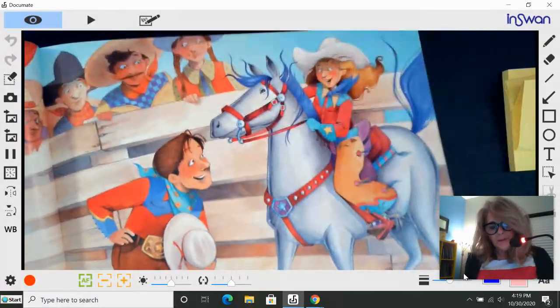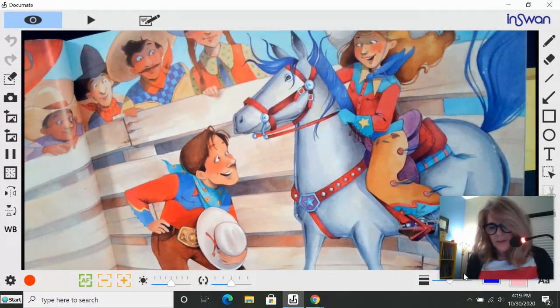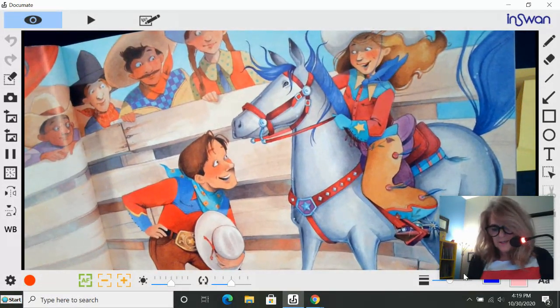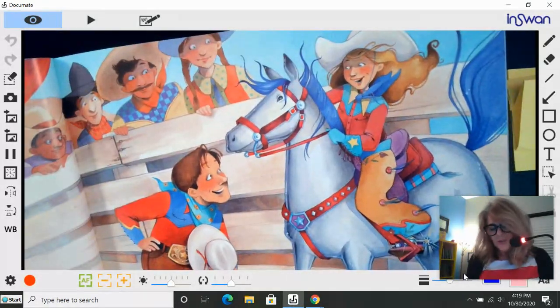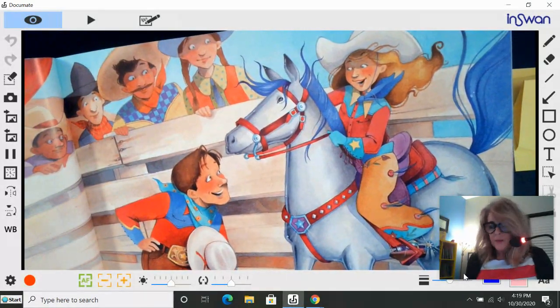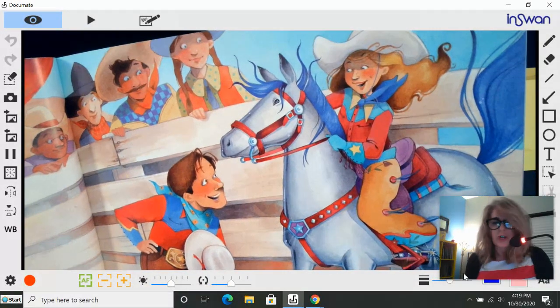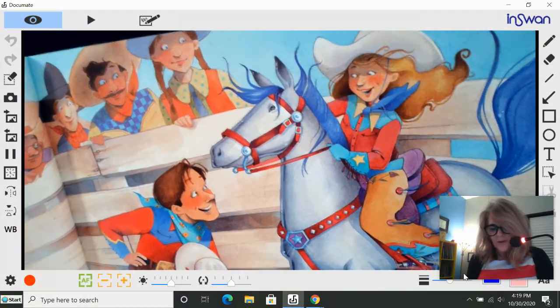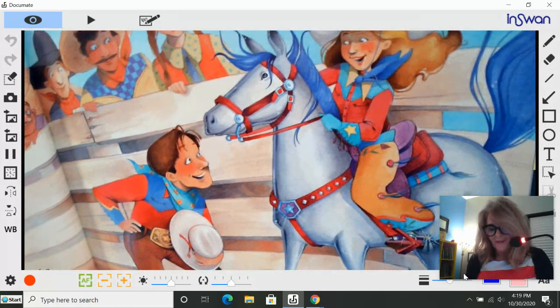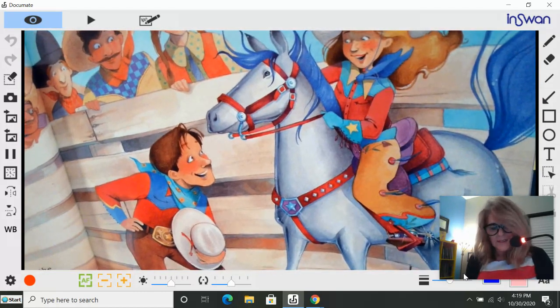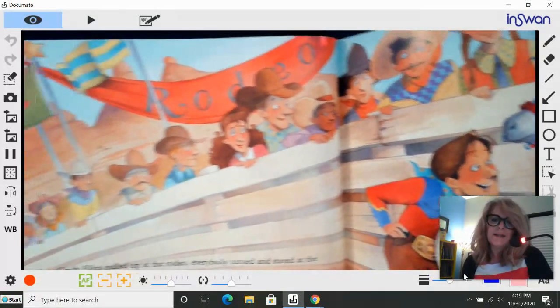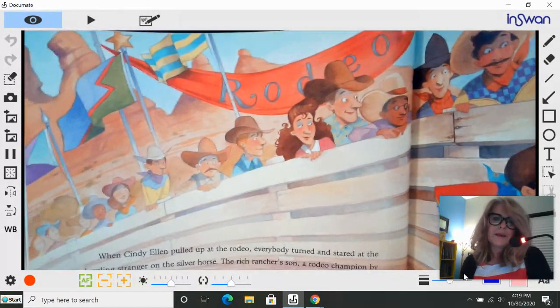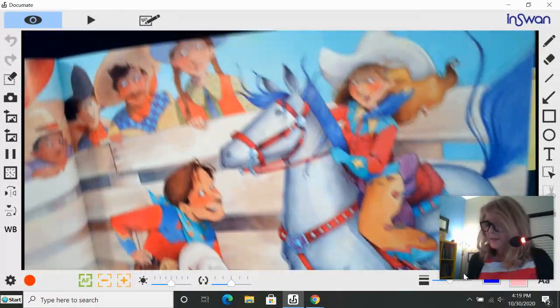Okay, when Cinder Ellen pulled up at the rodeo, everybody turned and stared at the dazzling stranger on the silver horse. The rich rancher's son, a rodeo champion by the name of Joe Prince, came forward wearing the biggest belt buckle you ever did see, and swept his hat off of his head. "I'm pleased to meet you, ma'am," he said. "Likewise," said Cindy. And here's all the people looking at her as she comes into the rodeo.